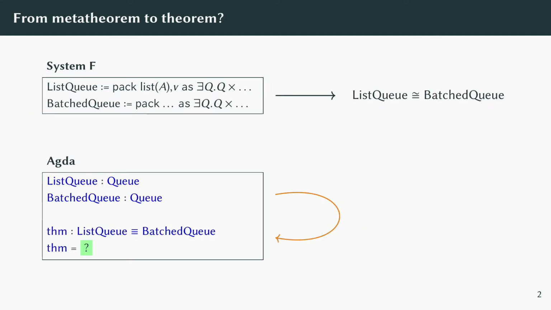These results are usually formulated as metatheorems. The classic example is System F, for which representation independence results are consequences of the parametricity of universal quantification. But if our language has dependent types, we could do better.